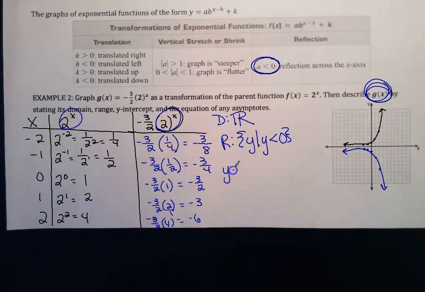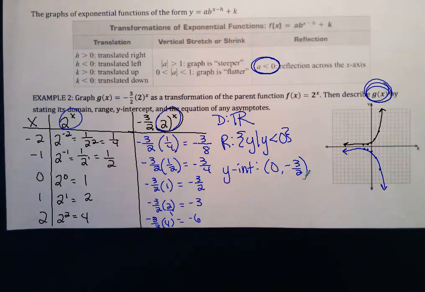Okay, how about the y-intercept? Just 0, negative 3/2. It wouldn't be negative 1 on the chart. I was just looking at what it said on the chart.